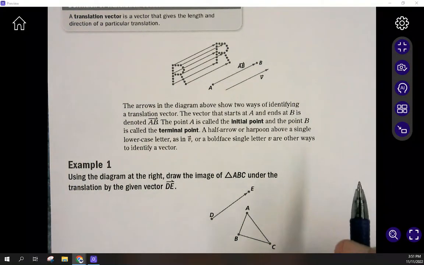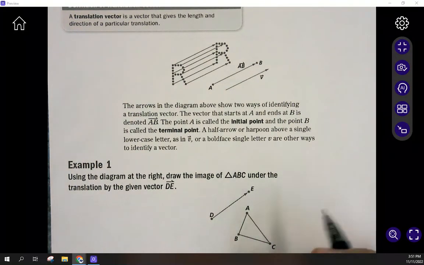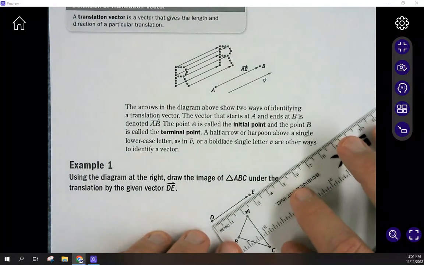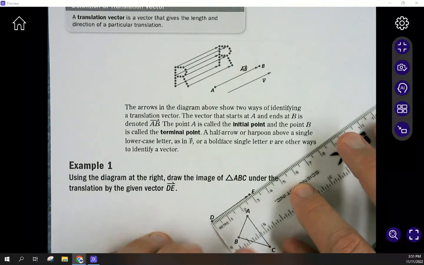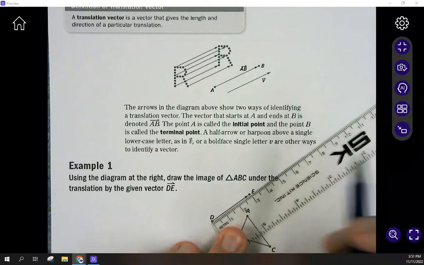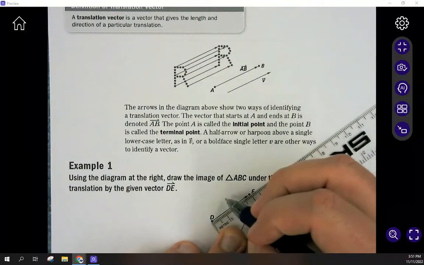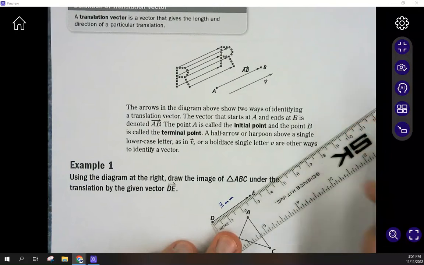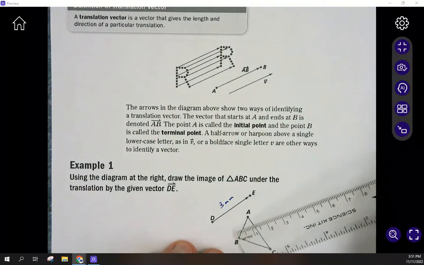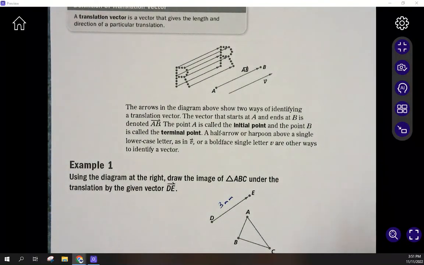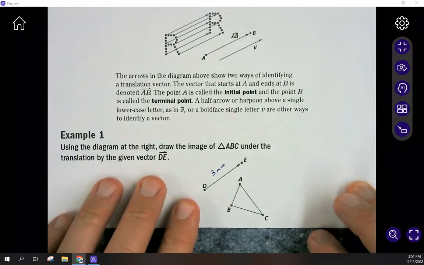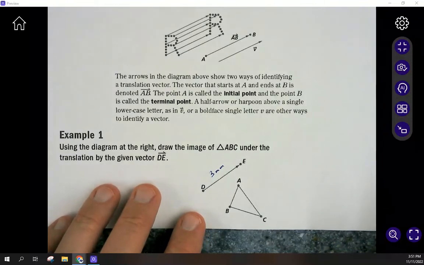this as close as possible. But you could also kind of eye it a little bit. But this vector right here tells us exactly how far to move this shape. So if I measure this, this is exactly 3, and I'm measuring that there in millimeters. Okay, so every single point, A, B, and C, are all going to be moved that distance.